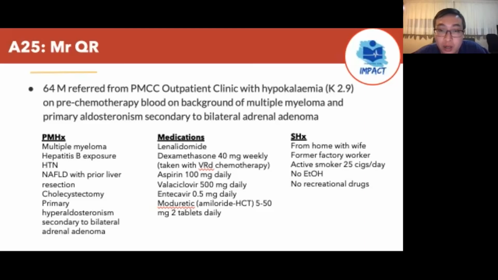But I might just ask the question, any theories, any thoughts on what the hypokalemia could be due to? Because hypokalemia you can easily replace with some IV potassium and oral potassium, but you really want to know what the cause is. So yeah, great. So yeah, hyperaldosteronism can cause low K, renal tubular acidosis from multiple myeloma. Okay.